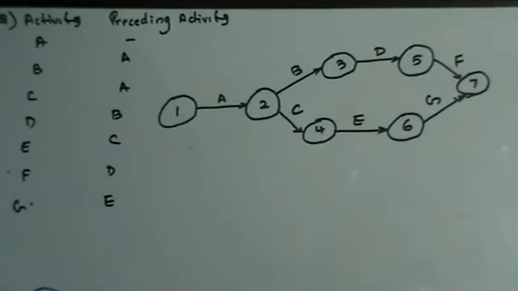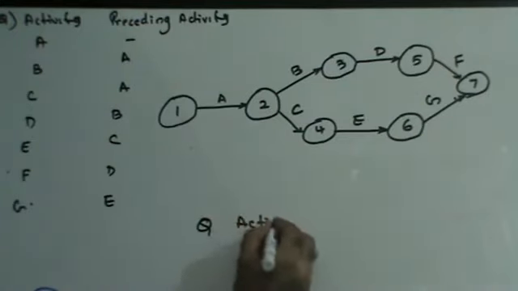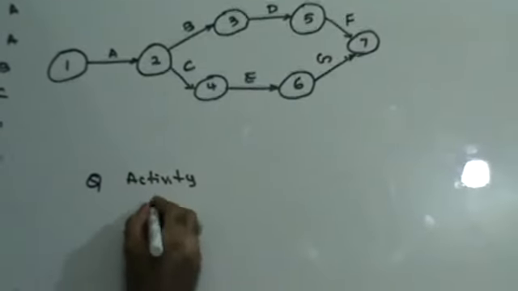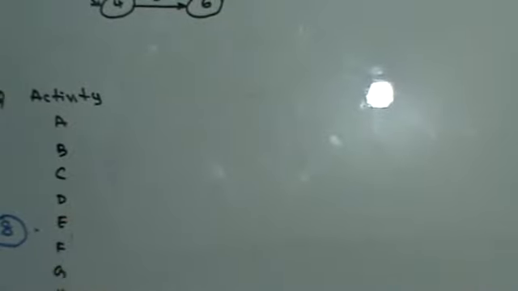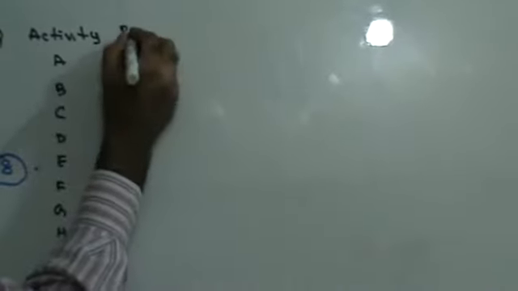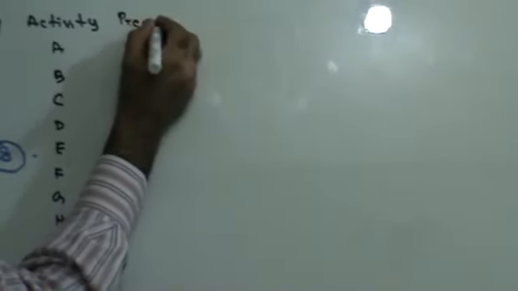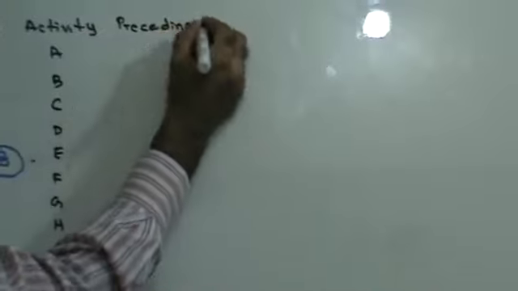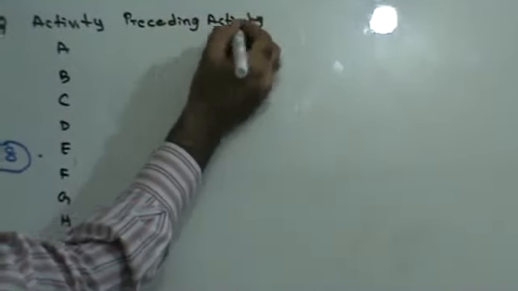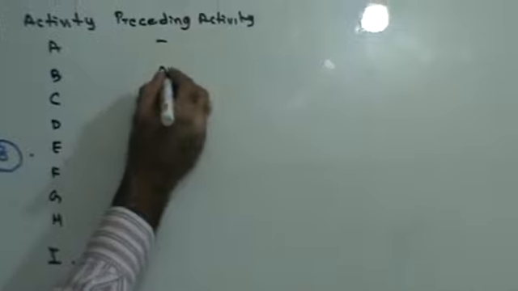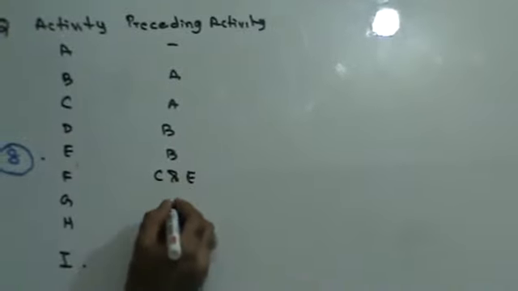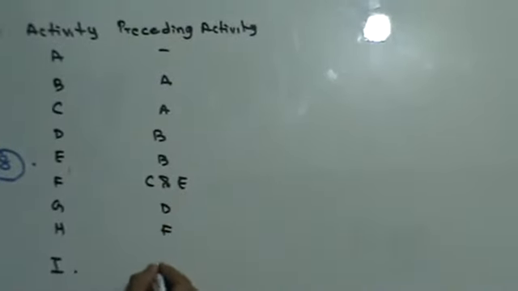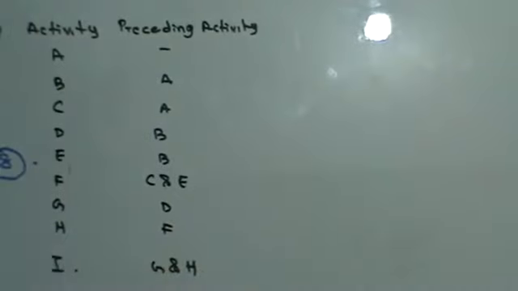Let's see now another sum. Activities are A, B, C, D, E, F, G, H, I. Preceding activity: blank, A, B, B, C and E, D, F, G and H. It should be a good diagram.